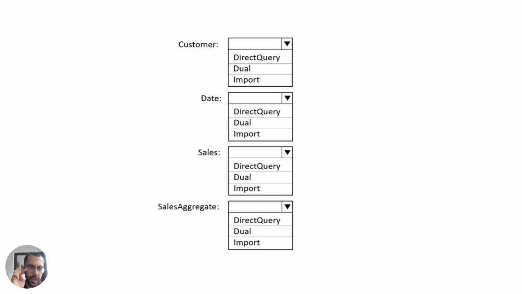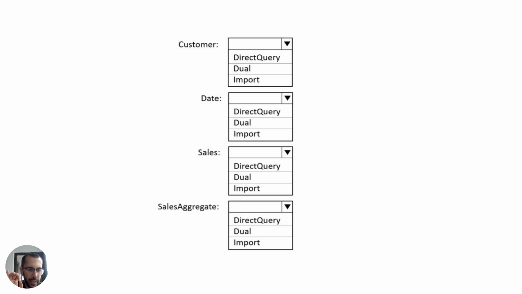Then for the customer, I would go with the dual, because it's changing daily, and it's not static, and it's not real time. So dual for the customer.